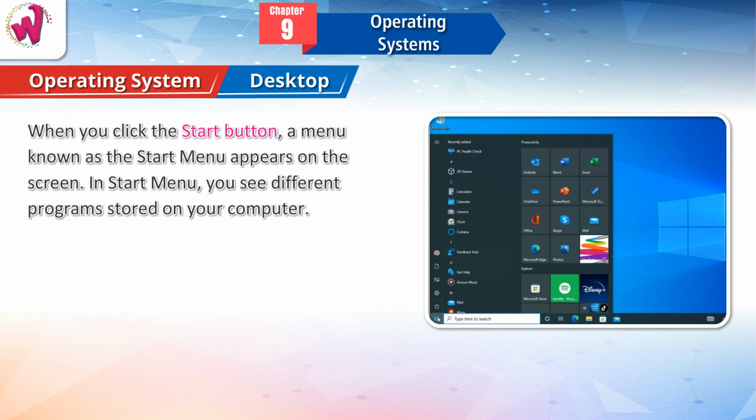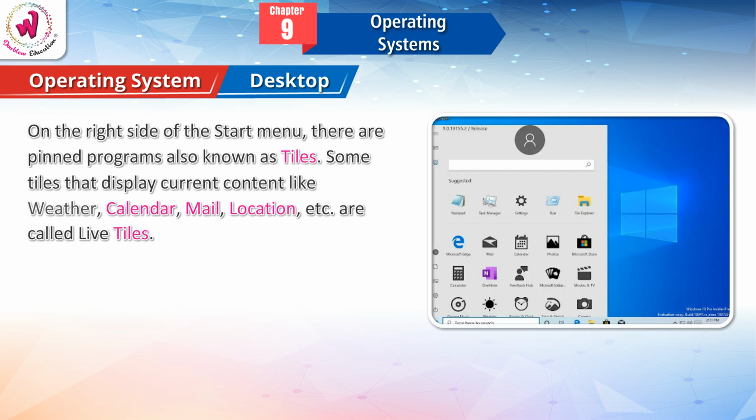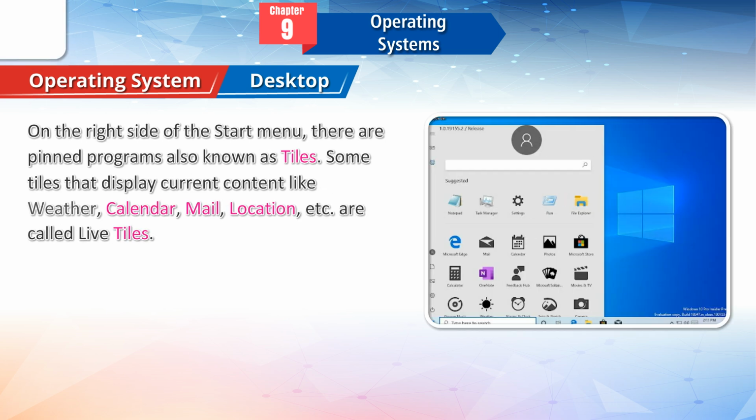When you click the Start button, a menu known as the Start menu appears on the screen. In Start menu, you see different programs stored on your computer. You can open or search any file or program using the Start button. Taskbar also has quick launch icons, which are used to open different programs in just one click. On the right side of the Start menu, there are pinned programs, also known as tiles. Some tiles that display current content like weather, calendar, mail, location, etc.